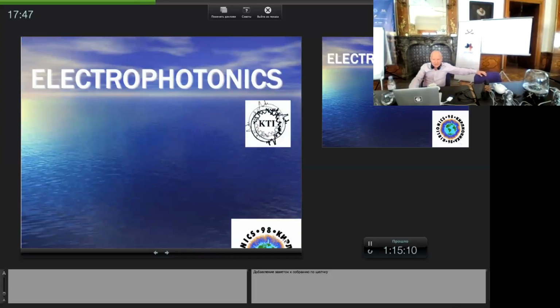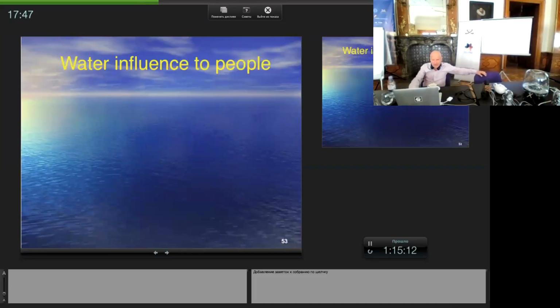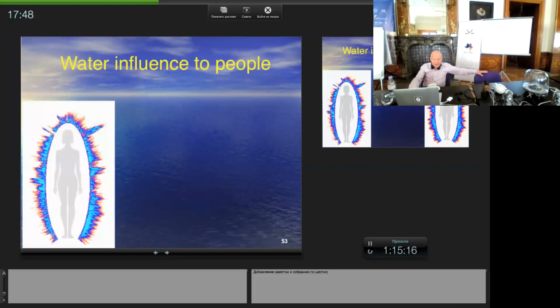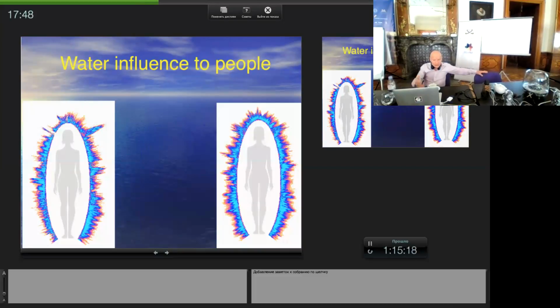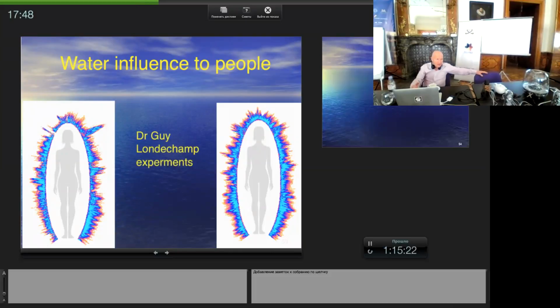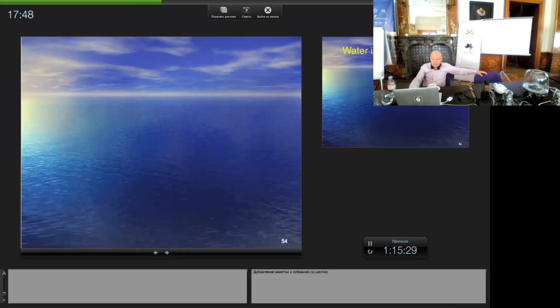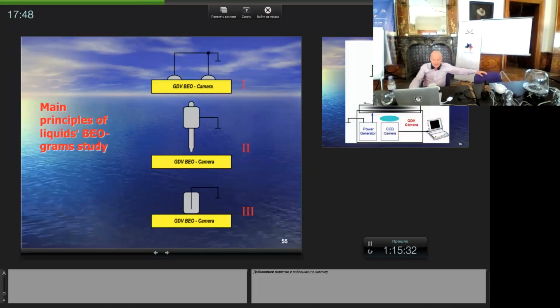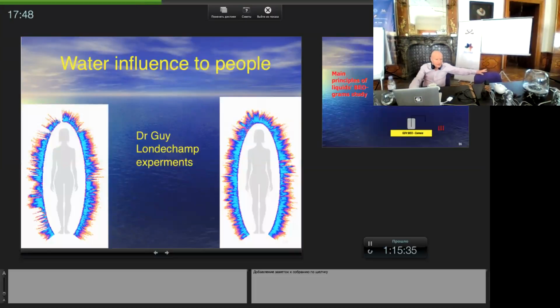And of course, we start this with our technology. And we can see the influence of water on people. We have many data of this kind. So before and after. And this is a device developed in France by Dr. Guy Langechamp. And so it's a lot of data like this, you see. And this is a big statistical difference.